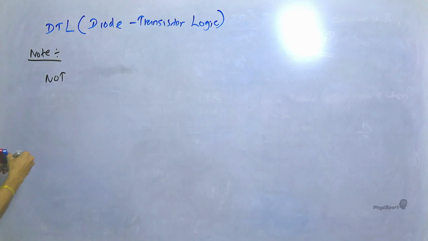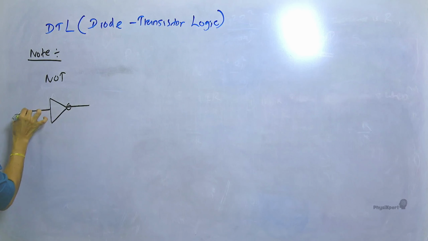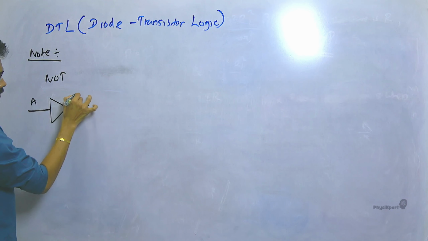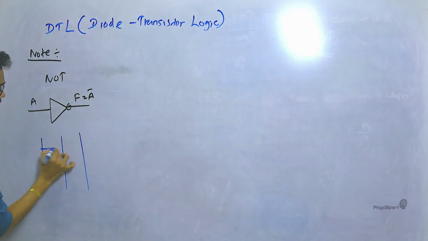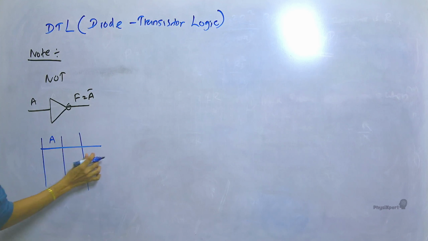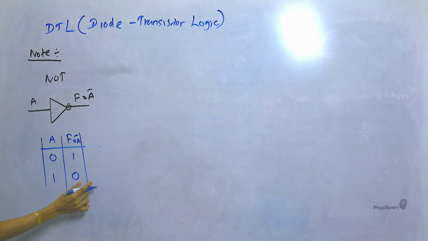Say this is A, and the output is F. The output is given by A bar. Then the truth table is like this: A, and F is actually A bar, then 0, 1 becomes 1, 0.